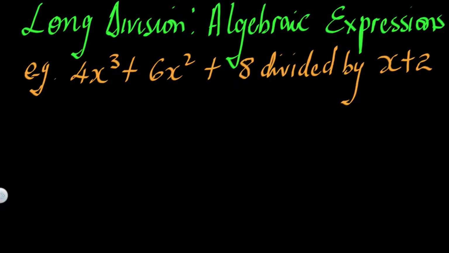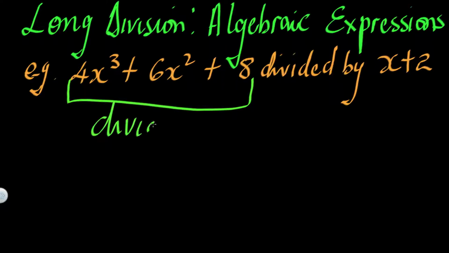Most of you are familiar with the long division of ordinary numbers, but in this video, I will explain how to do the long division of algebraic expressions. Like in this case, we have 4x cubed plus 6x squared plus 8 being divided by x plus 2. This is our dividend, the number that we're going to divide into. And this is our divisor.